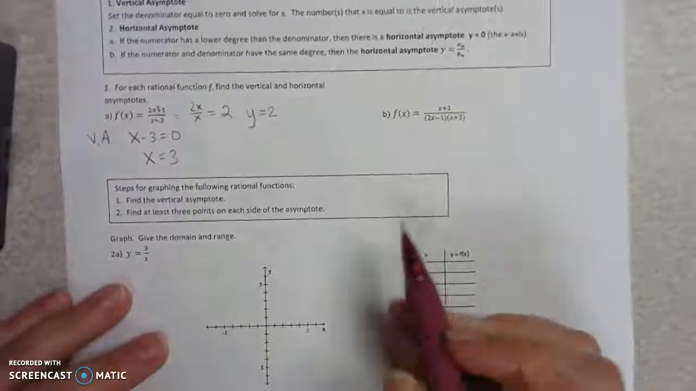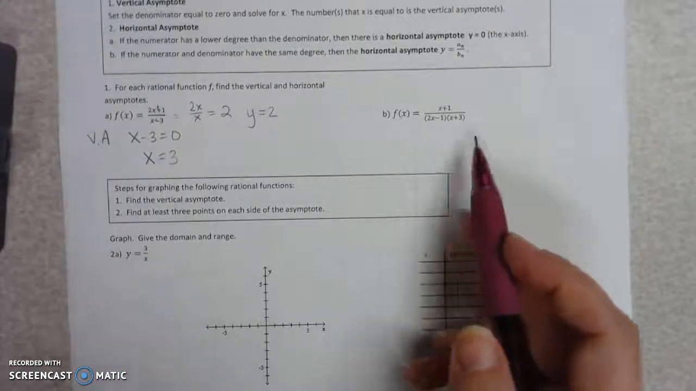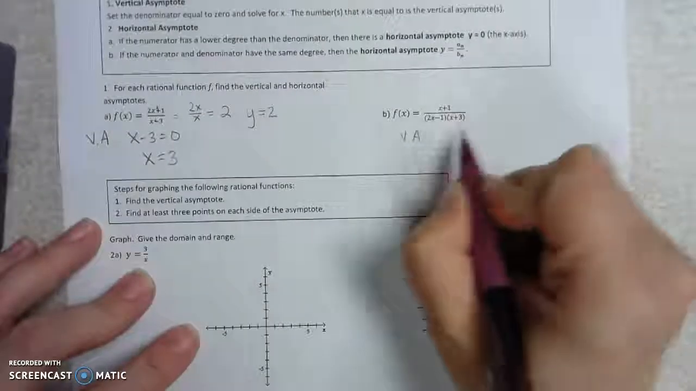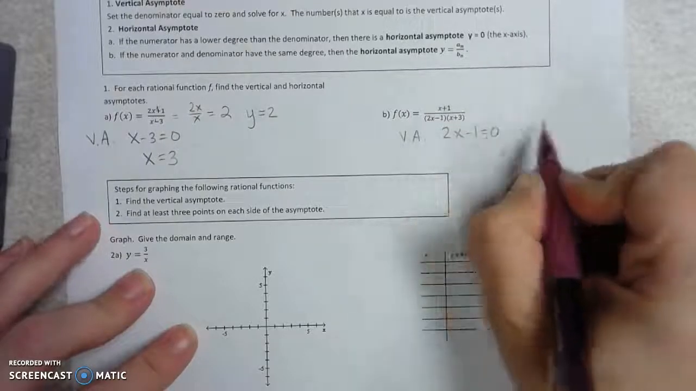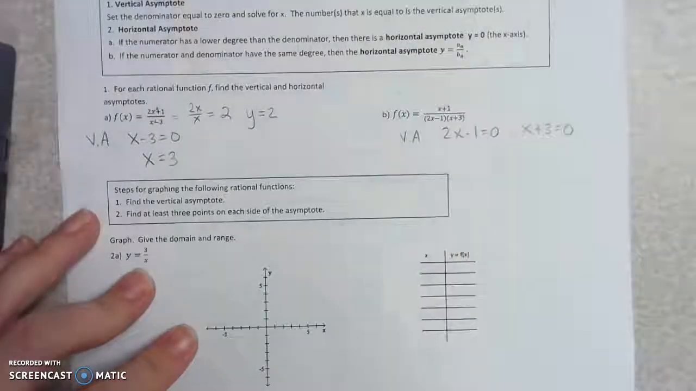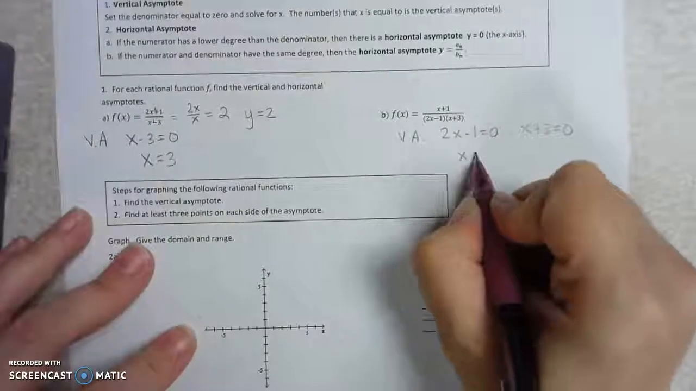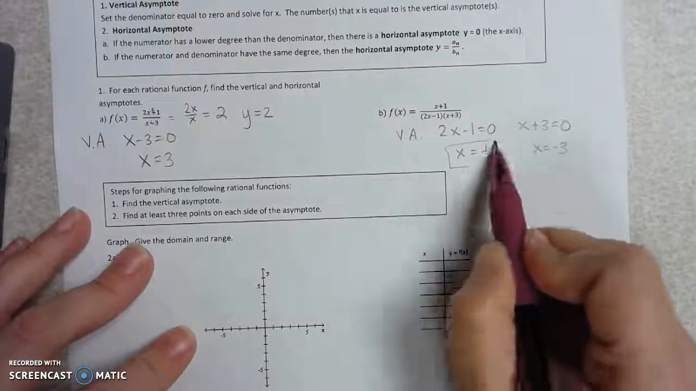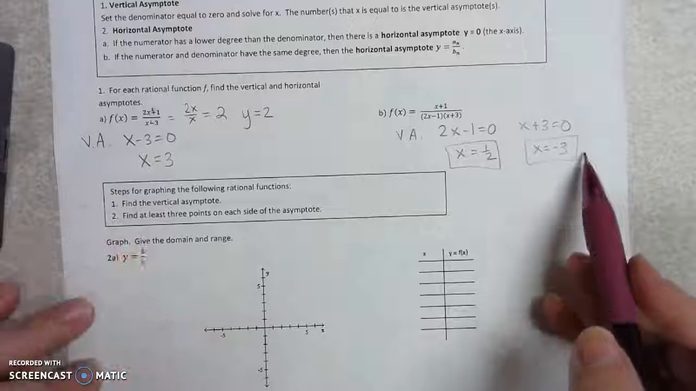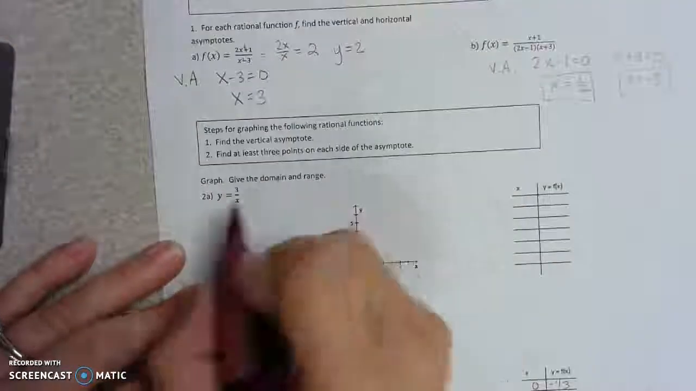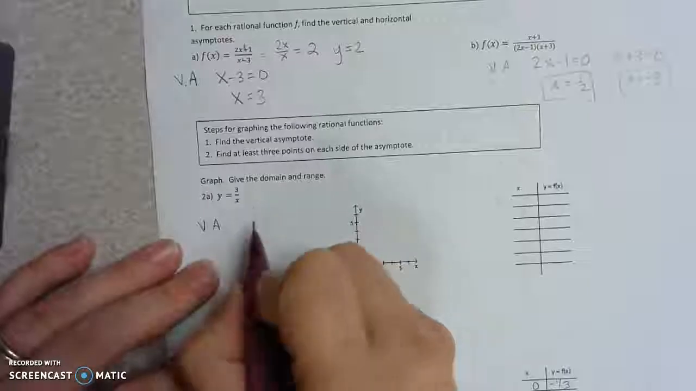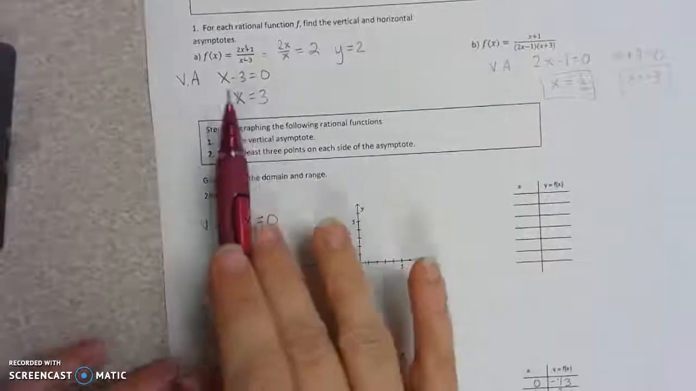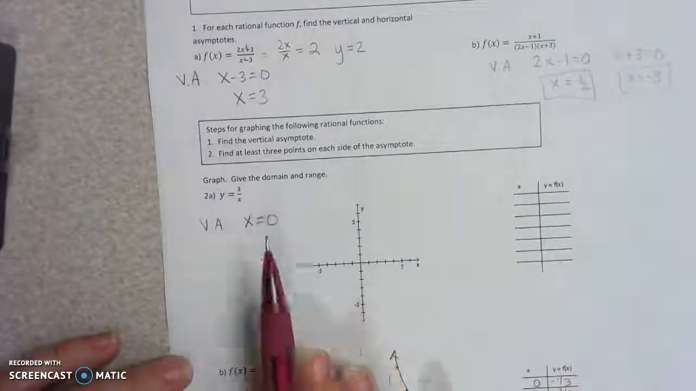Okay, so if we come back up here to part B, and I ask you to simply find the vertical asymptote, you're going to take the denominator and set it equal to 0. So for this one, I would say 2x minus 1 equals 0, and x plus 3 equals 0. Then when I solve for x, I'll get 1/2 and negative 3. So I'll have two vertical asymptotes at x equals 1/2 and x equals negative 3. And then if I found the vertical asymptote on this one, I would simply say x equals 0, and there's nothing left to solve. So for test purposes, make sure that you're able to find the vertical asymptotes.